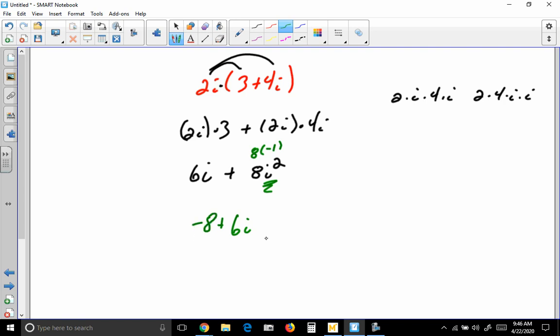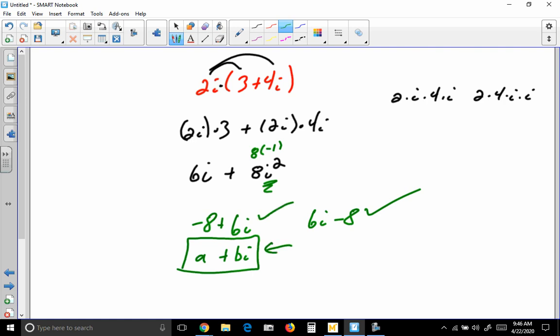And if you're asking why I swapped the order, it's just because our complex form is a plus bi, the real number then the imaginary number. If you write 6i minus 8 on the test, I'm going to give you credit for that. There's nothing wrong with that. This is just standard form.